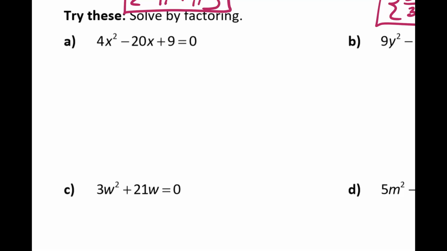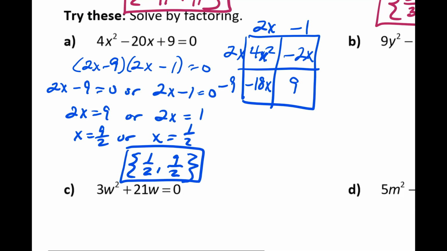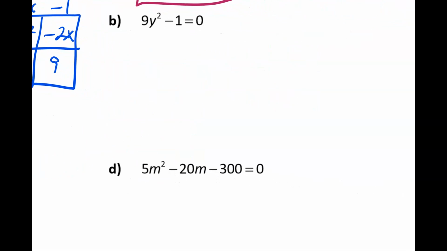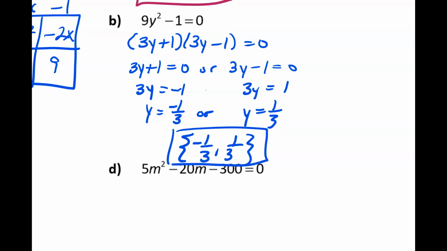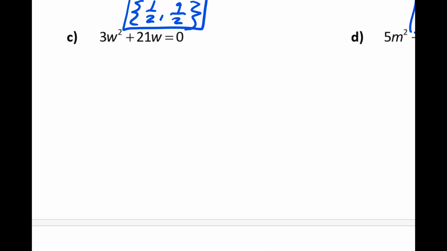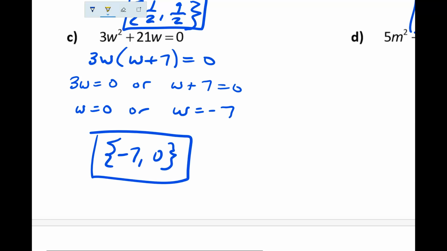All right, so why don't you try one on your very own? Let's try A. Stop the video to try this one on your own. The solution for this one should be a solution set of 1/2 and 9/2. Now try B. This one utilizes difference of squares factoring, and so our solutions are opposites, negative 1/3 and positive 1/3. All right, now try C. This one has two solutions of negative 7 and 0.